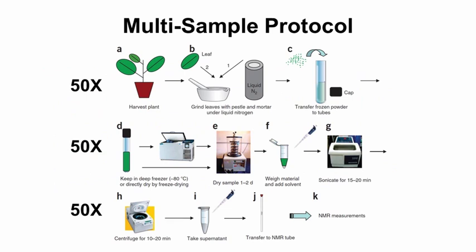So if this is a sample of plants, we would try and collect 50 or 500 or 5,000 samples, process them identically, and collect 5,000 spectra in a manner that is as similar and as identical as possible.